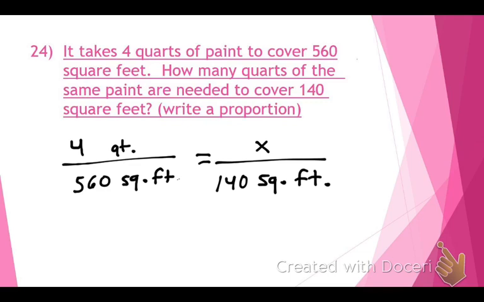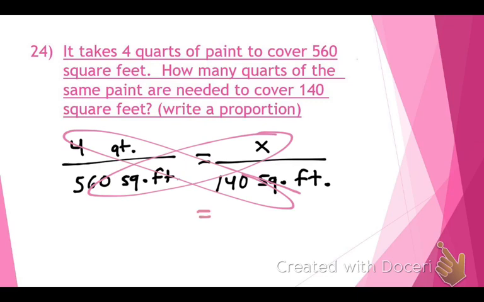Carlos, how did you find this answer? All right, if we do cross products, we are going to multiply across just like this. Remember, drop that equal sign down. You can see 4 times 140 equals 560 times x. What do I do next, Carlos? Okay, 4 times 140 is 560 equals 560x. Then what?